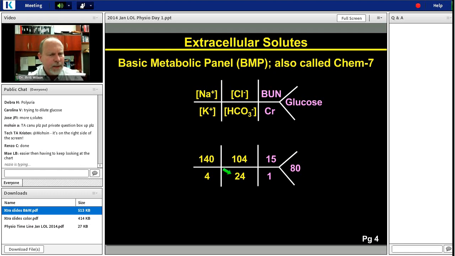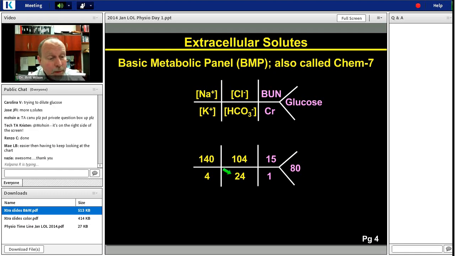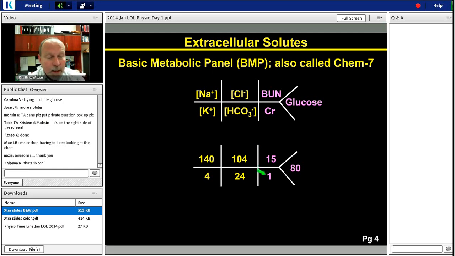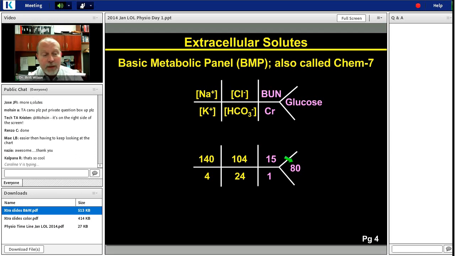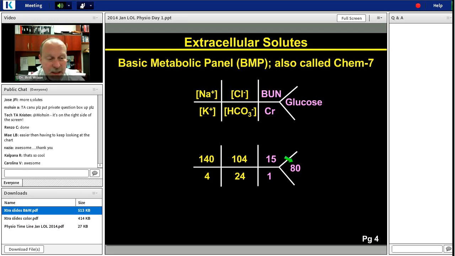Normal blood urea nitrogen is 15. Creatinine is 1. And glucose is 80. Now, you should have some idea of the normal range. Okay? You should have a rough idea. And the easy way to remember that is, if it's a small number, it has a small range. If it has a big number, it has a bigger range.